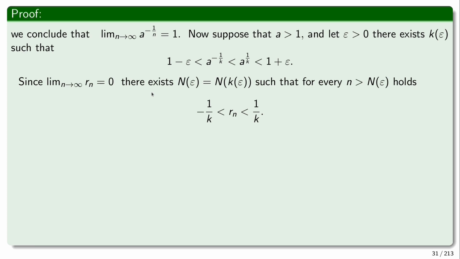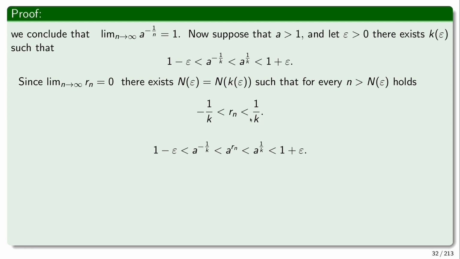So now there exists n of epsilon, since r n converges to 0, which is actually n of k of epsilon, because we can choose epsilon to be 1 over k. We want r n to be squeezed between those two numbers, and since r n converges to 0, there exists n of epsilon such that for any n greater than n of epsilon, this holds: r n is between minus 1 over k and 1 over k.